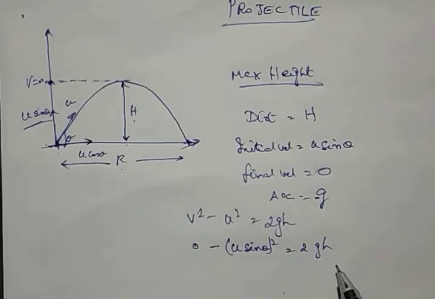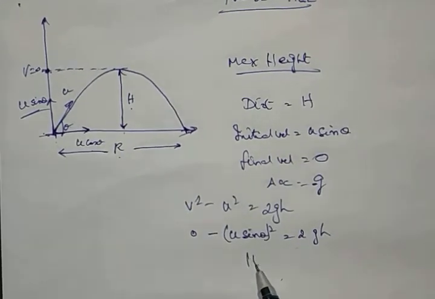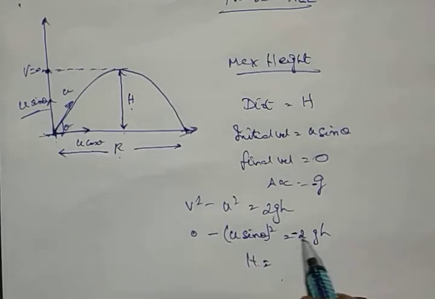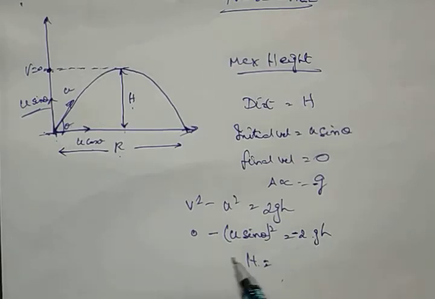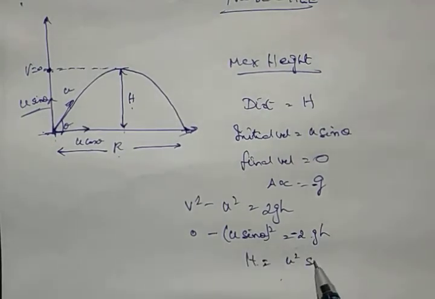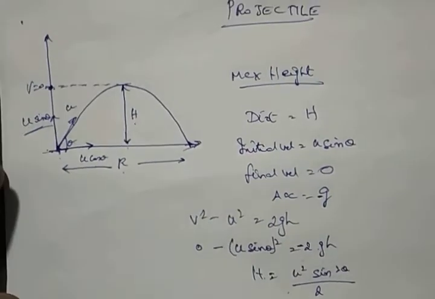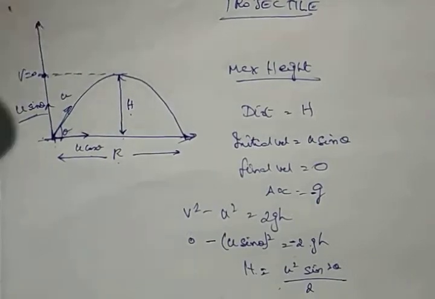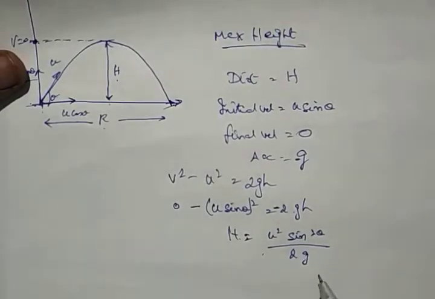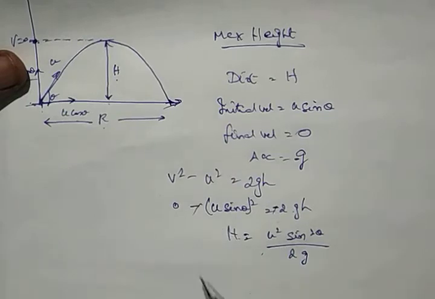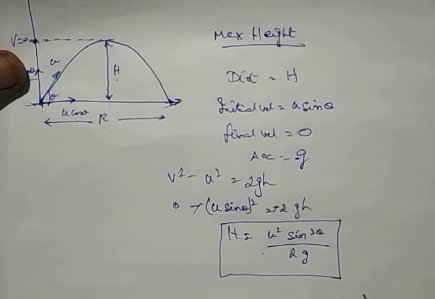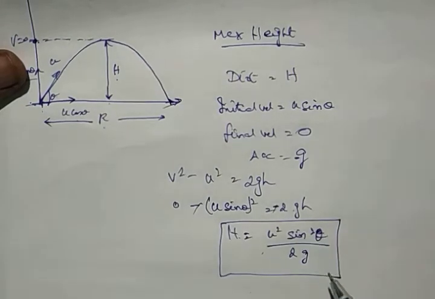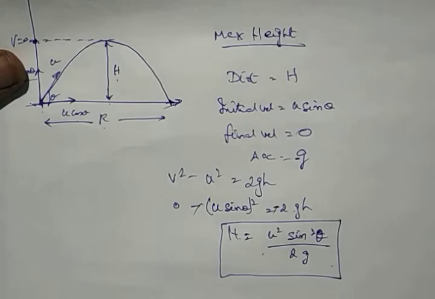So what is the next one? Height is going to be equal to, now here you get a minus sign because g is minus. So what is height equal to? These two things go down. So it's u square sin square theta upon 2g. So you get here upon 2g. This minus and this minus get cancelled out. So this is the formula for height of the projectile. So you need to understand this.